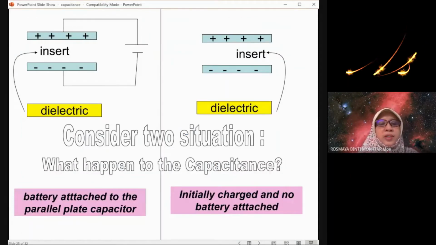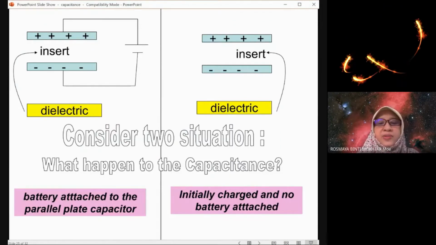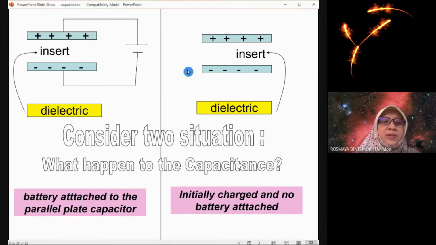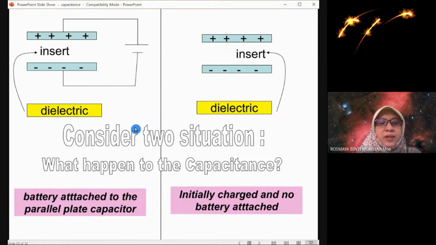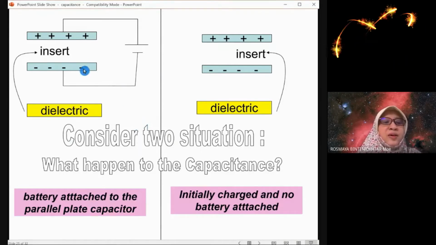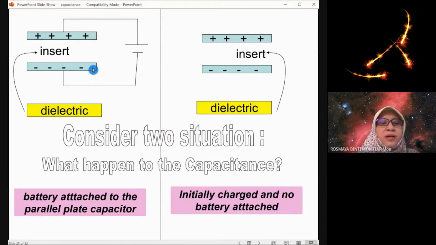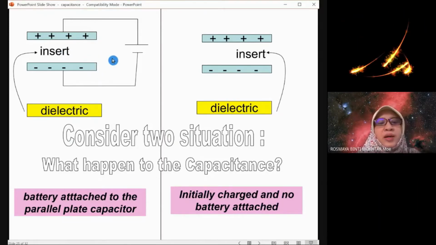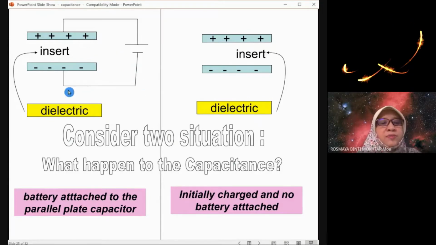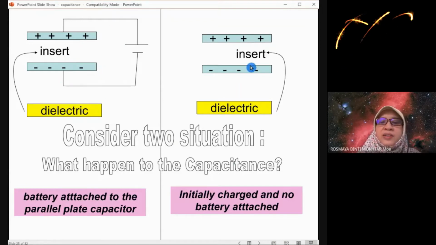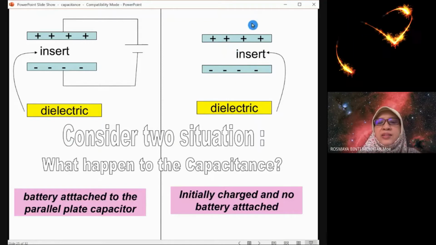Okay, so we are going to discuss the dielectric when it is inserted into two situations. Consider these two situations. What happened to the capacitance of the capacitor? Capacitance is the measurement for the ability of the capacitor to store charge. So in the first situation, refer to the diagram here, the battery is attached to the plate of the capacitor. And in another situation, no battery is attached.